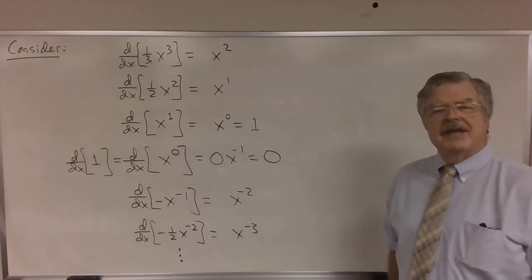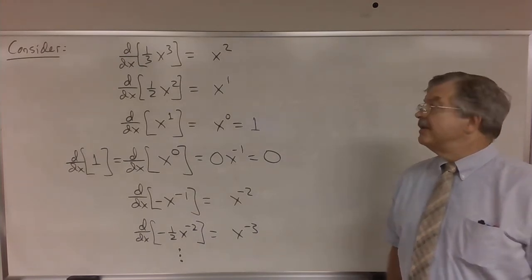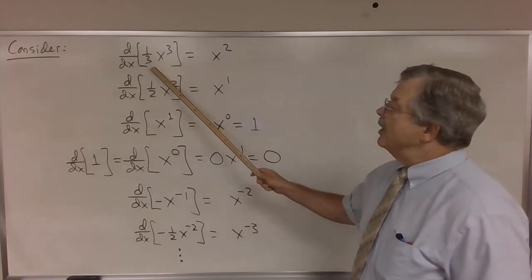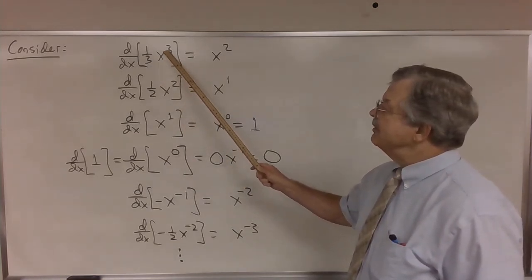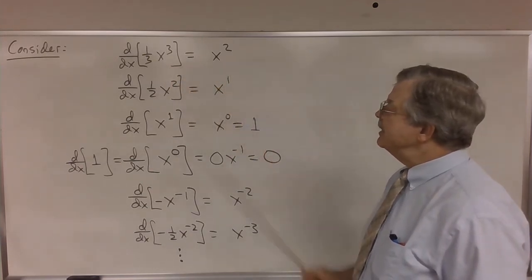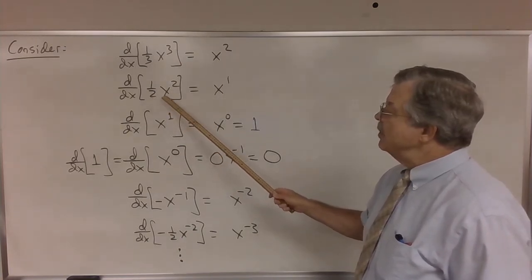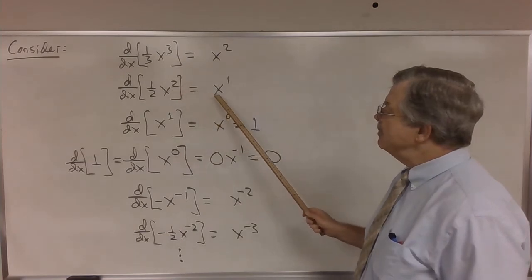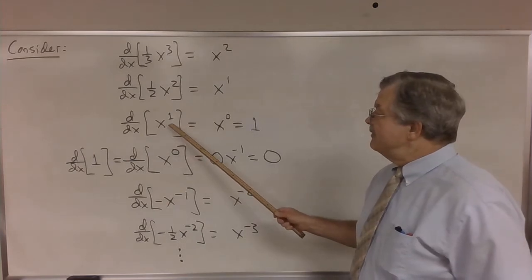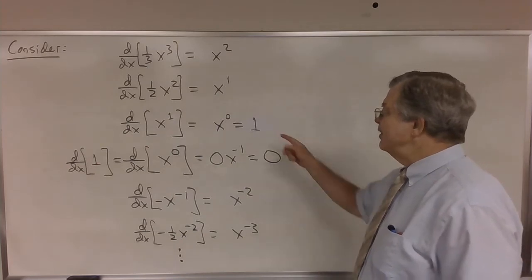And to set the stage for introducing this new function, let's just take a look at the derivatives of some well-known functions. The derivative of 1/3 x cubed, let's see, 3 times a third is 1. Subtract 1 from the exponent, we get x squared. The derivative of 1/2 x squared, 2 times a half is 1. Subtract 1 from the exponent, we get x to the first. Compute the derivative of x to the first, we get 1 times x to the 0, which is 1.